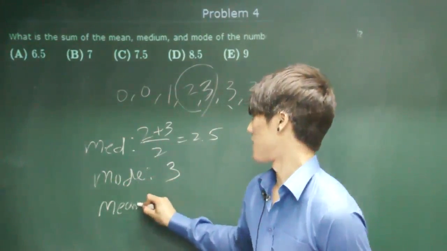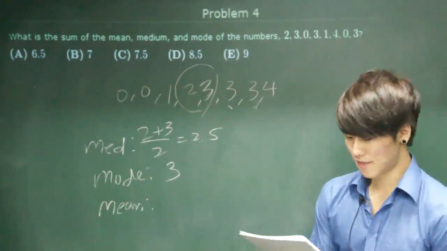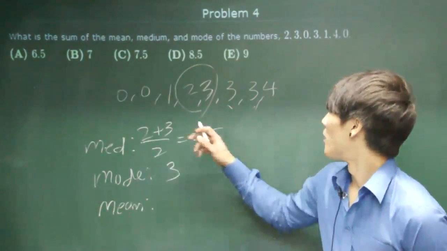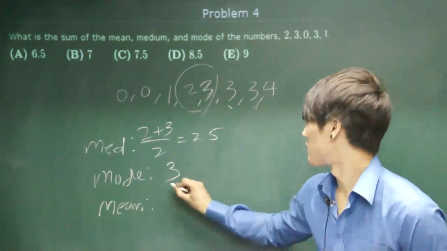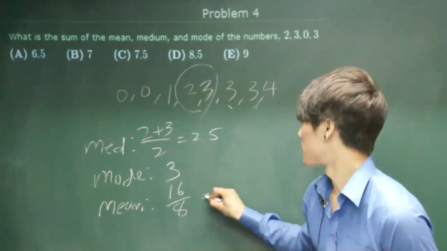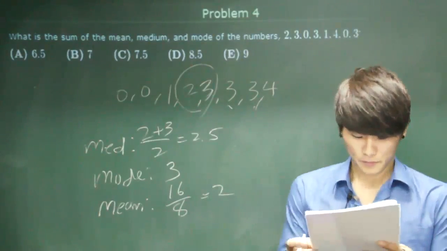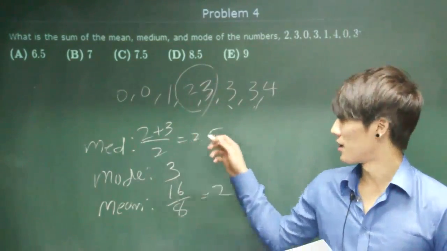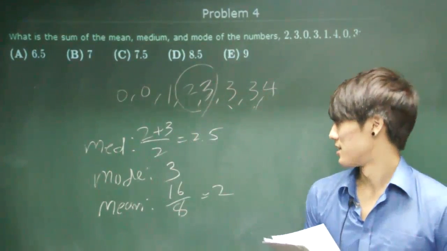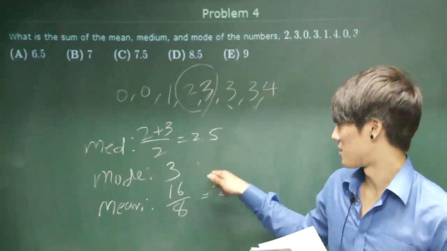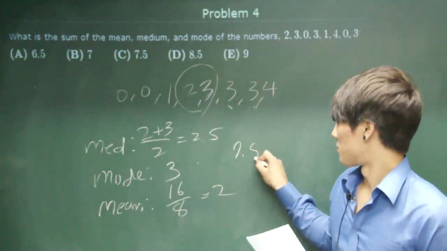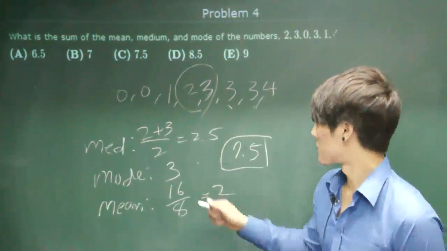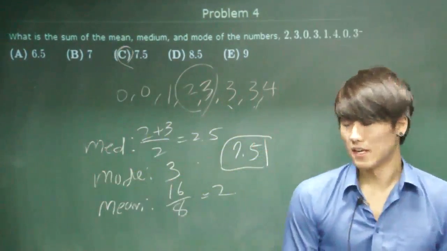Mean, which is the average, you add them up and divide by the number of values. 0, 0, 1, 3, 6, 9, 12, 16, divided by 8, which is 2. And the question asks for the sum of the median, mode, and mean. So you add these 3 up, which equals 7.5, and that's choice C.